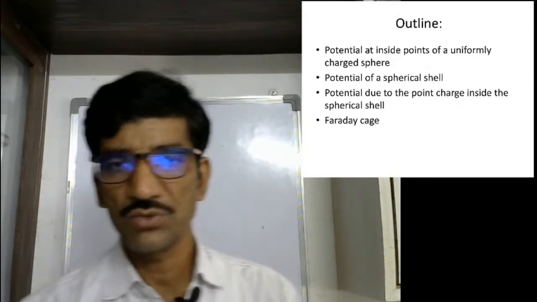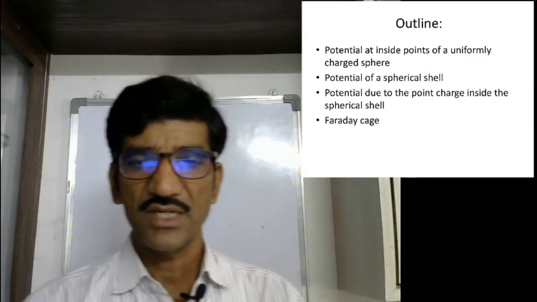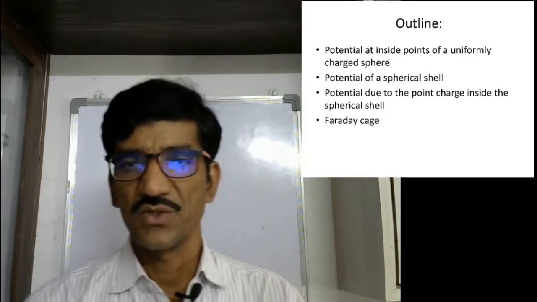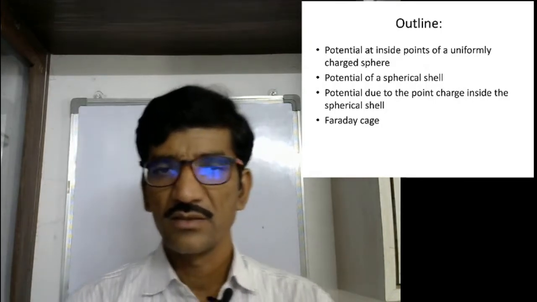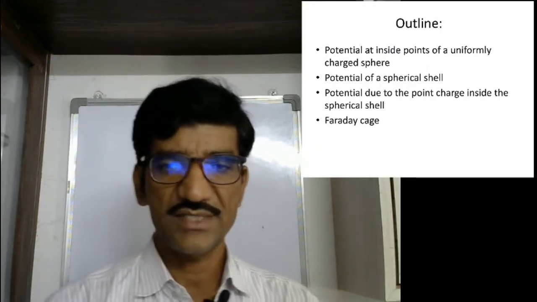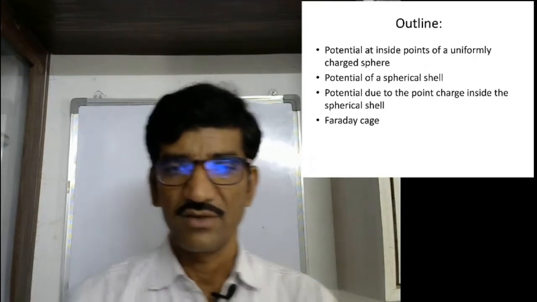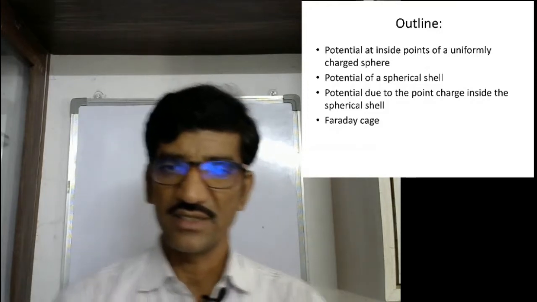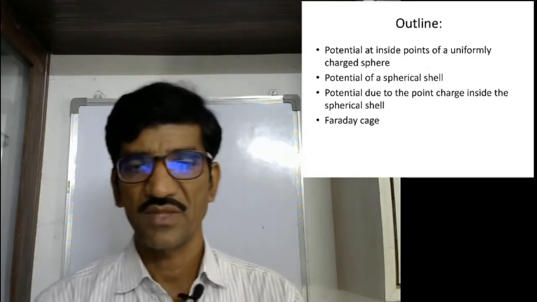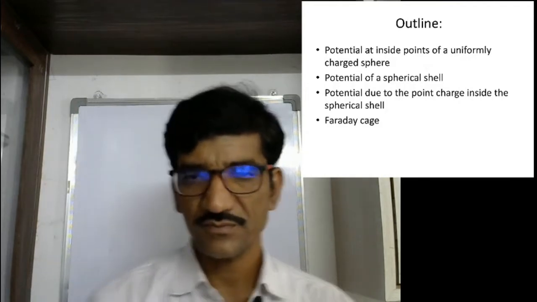After that, we will go for the potential of the spherical shell. We will find the potential both at inside and outside points of the spherical shell. Next, we will go for a spherical shell within which a point charge is located. In that case also, we will find the potential at the inside and the outside points. Finally, we will study an interesting example of electrostatics, Faraday's cage. With this, our electrostatics will be completed.